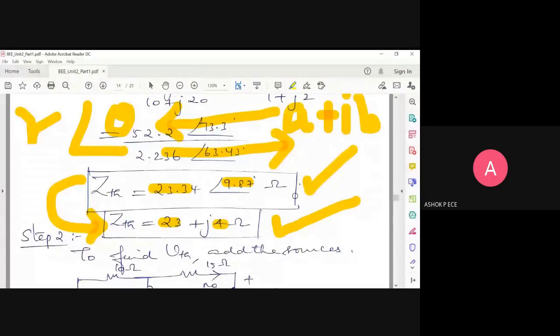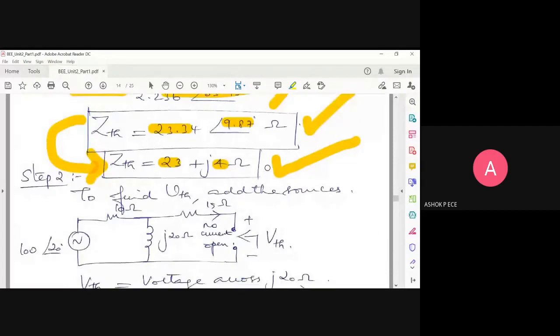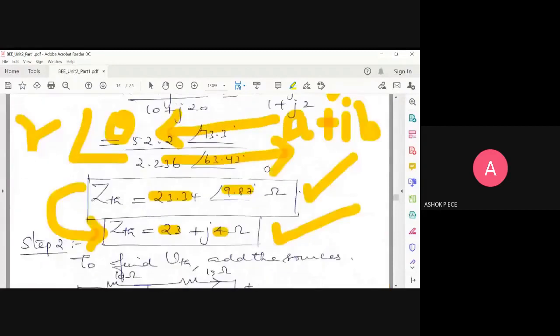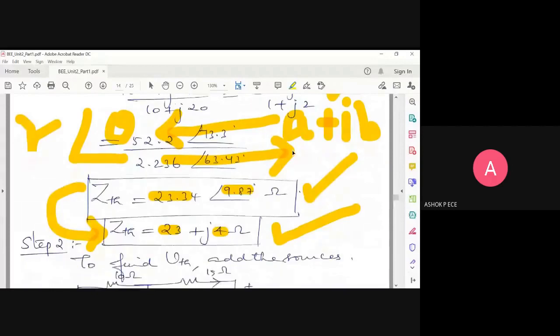Is this clear how to find ZTH? So I'm going to stop this for the day. Yes, sir, it is clear. Finding VTH again will be somewhat tedious, so I'm not going to do that because this itself is somewhat big. So I'm going to stop with finding ZTH for a complex circuit.